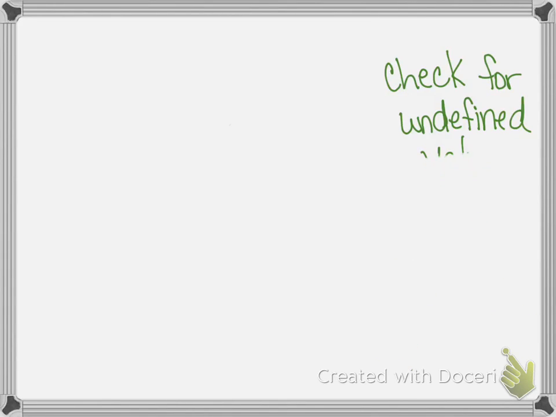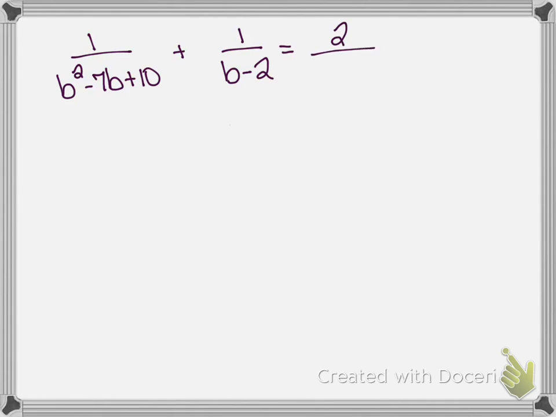Okay, and this is another one where we've got the equal sign. So when we've got the equal sign, we can multiply everything by the LCD. We're going to eliminate the denominator, which is our goal. So here I have 1 over b squared minus 7b plus 10, plus 1 over b minus 2, equals 2 over b squared minus 7b plus 10.